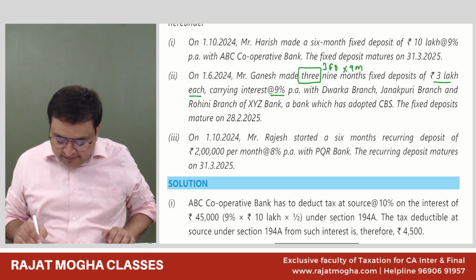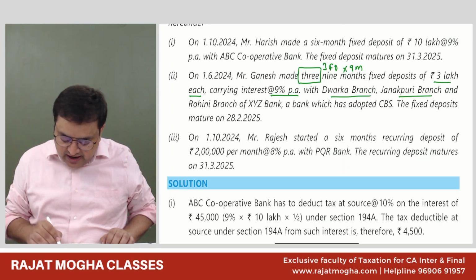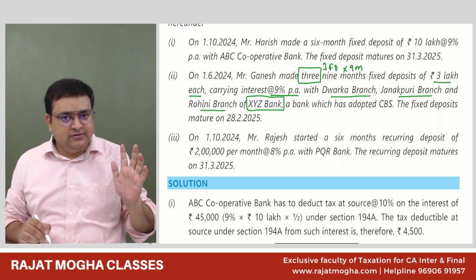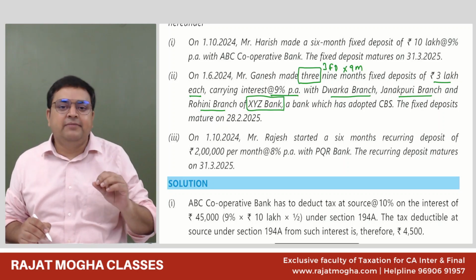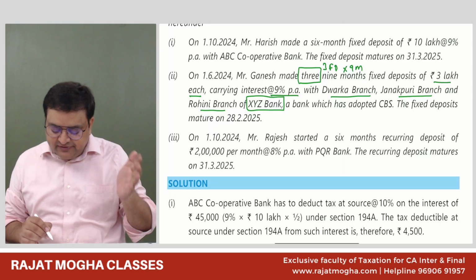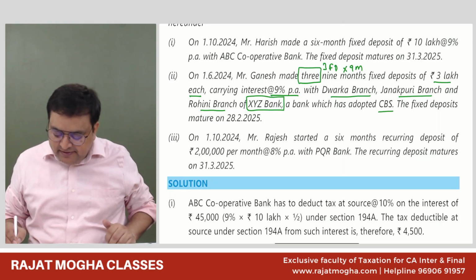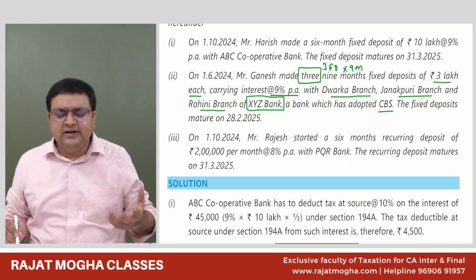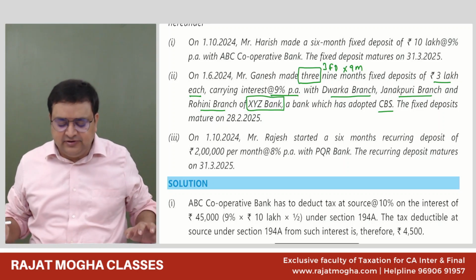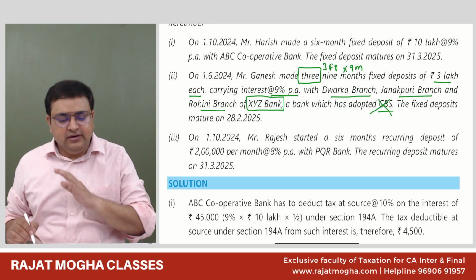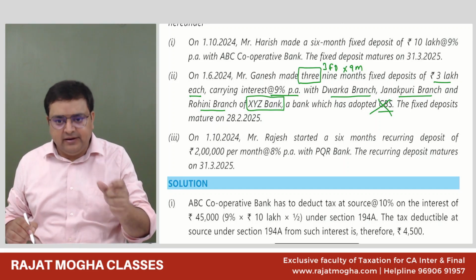Carrying interest of 9% per annum with Dwarka branch, Janakpuri branch, and Rohini branch of XYZ Bank. So the bank is one. The branches are different, so there is no issue. The bank is XYZ Bank only, but they are depositing in different branches. A bank which has adopted CBS, the centralized banking system. Now every bank has CBS. We understand today that all the branches will be clubbed together.